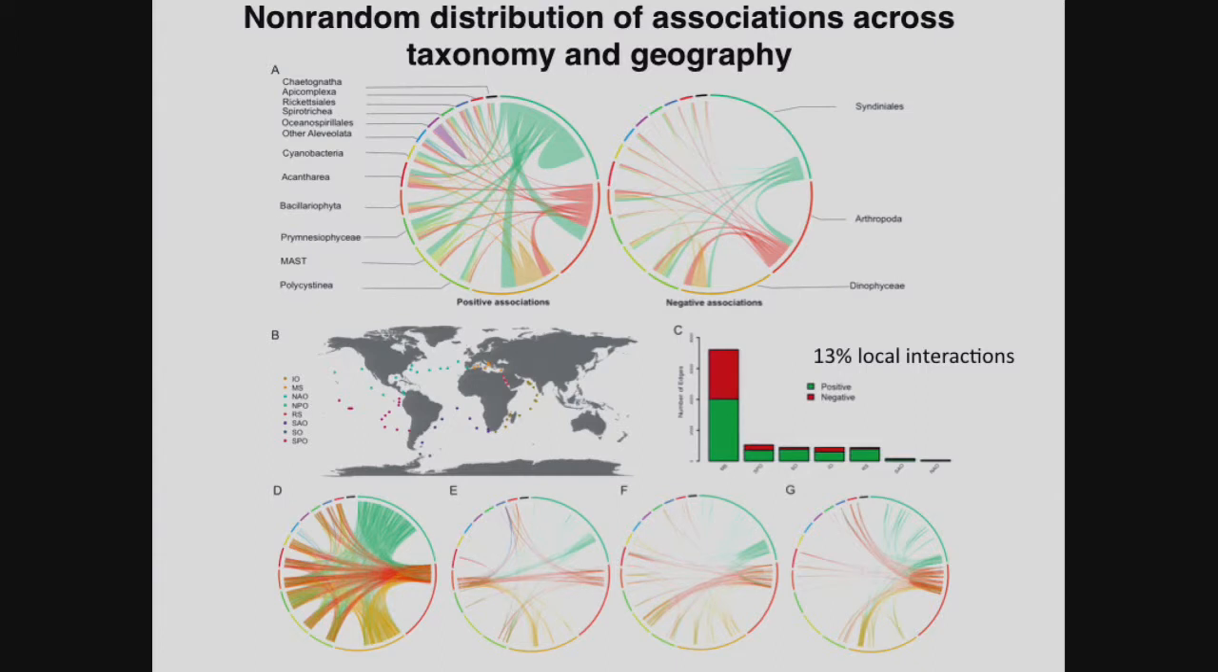And we estimate that 13% of those interactions are local. What is interesting, though, is that although the overall trends are the same, what you see here at the bottom are the interactions in different ocean basins and regions, and you see that the interaction patterns actually differ in different areas of the ocean.